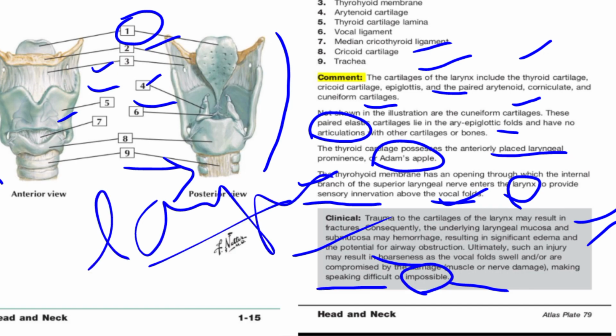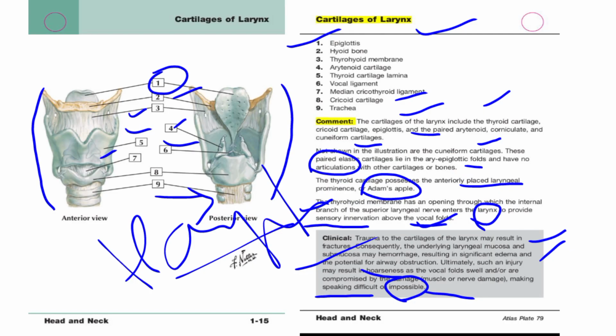Larynx is a voice box. Okay, in this lecture we discussed the cartilages of the larynx, their anatomy and clinical aspects.